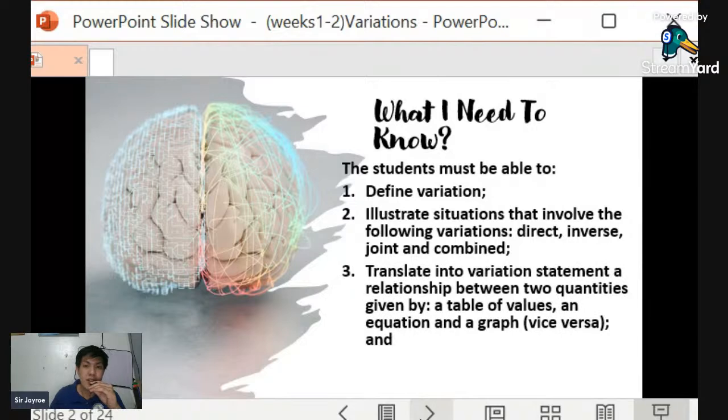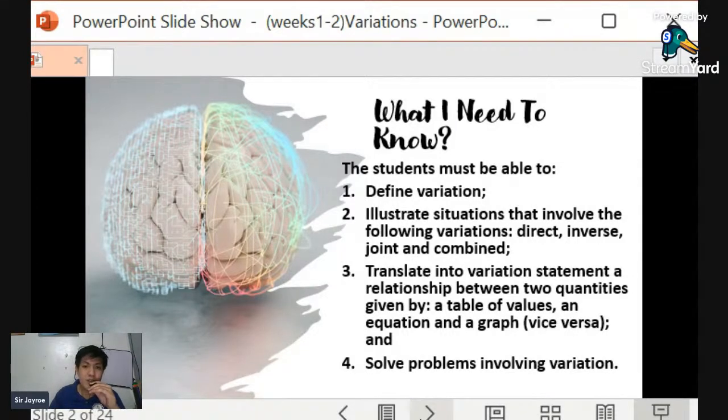So next, you should be able to translate into variation statement a relationship between two quantities, given by table of values, an equation, and a graph, and vice versa. And the last one is solve problems involving variation. So yun po yung pinakahuling dapat matutunan today.